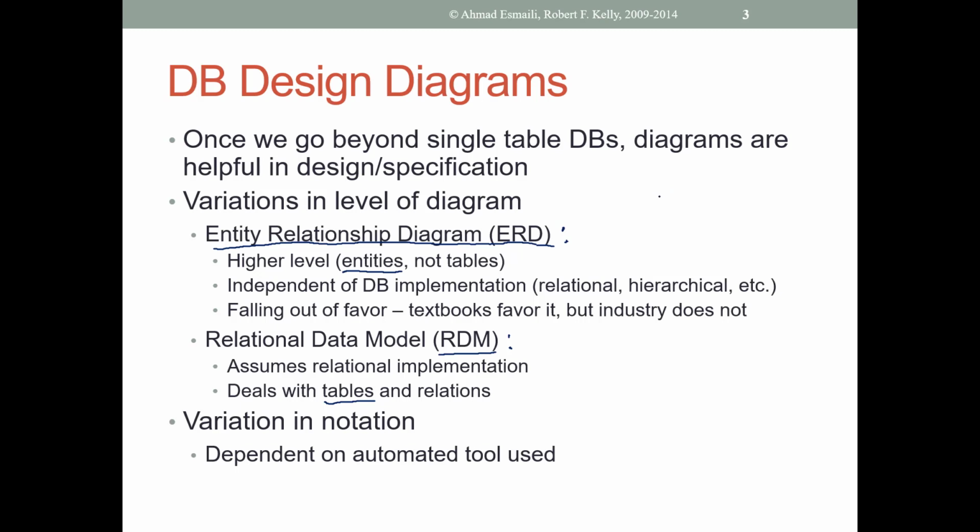So if you have to design an ER diagram for a university system, you will identify entities such as student entity, professor entity, and course entity, and you will not worry about the implementation of these entities. But when you do the relational data model, you won't have entities. In place of entities, you will have tables. So you'll have a table for student, a table for professor, and tables for departments, courses, and so on and so forth.